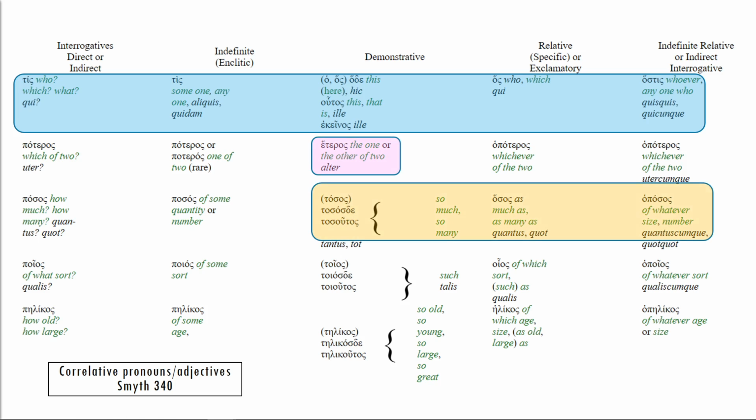You also see hosos quite often, as much as, as many as, and it has the definite tosos, so much, so many, and the indefinite hosostisoun, however much, however many. You'll also see posos occasionally. Toioutos, it's usually toioutos or toiosde that shows up, of what sort. Hoios is a fairly common word that we'll deal with as we come to it. So these are the most common, and I've given this to you on your handout.